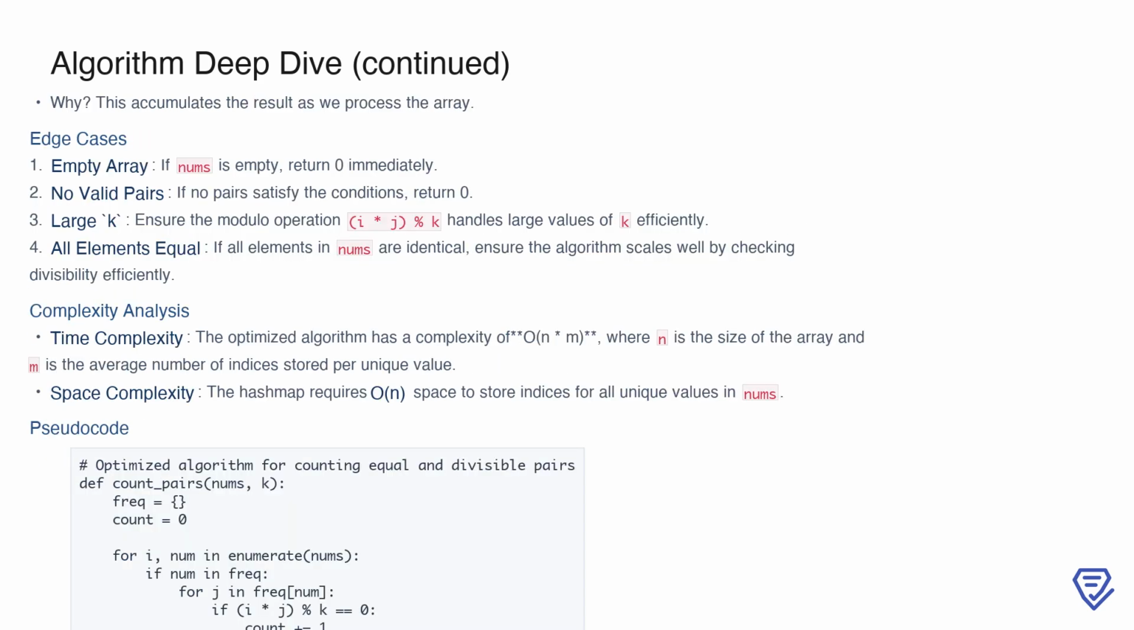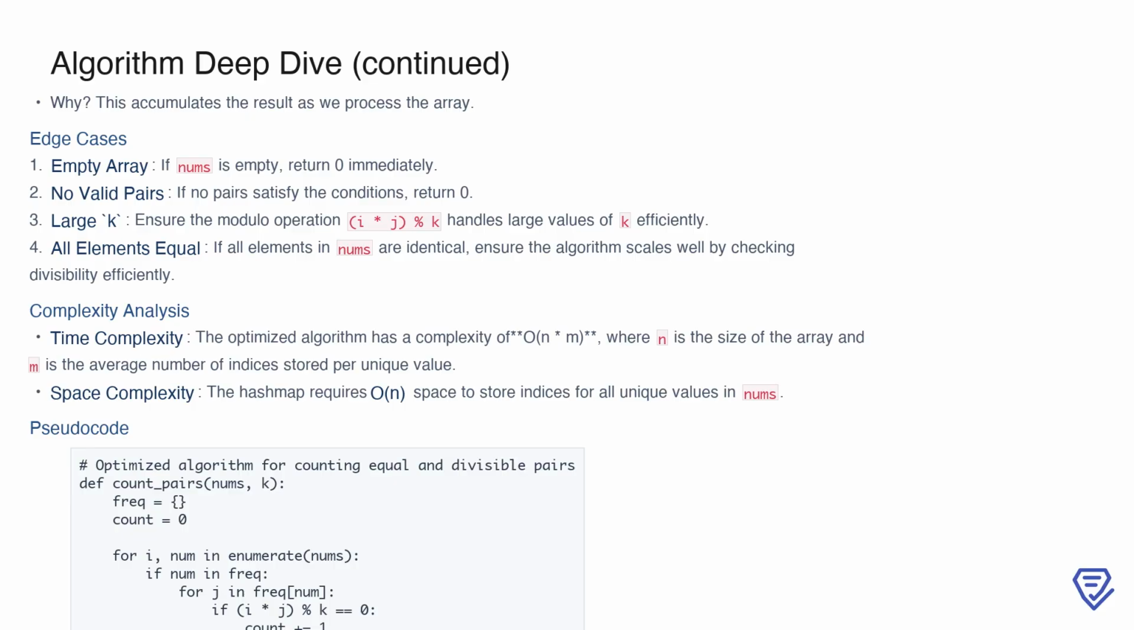This algorithm introduces several key insights. By using a hash map, we eliminate the need to repeatedly compare all pairs, significantly reducing the number of operations compared to the brute force method. The divisibility condition, i*j % k == 0, is only evaluated for pairs that are relevant, further optimizing performance.